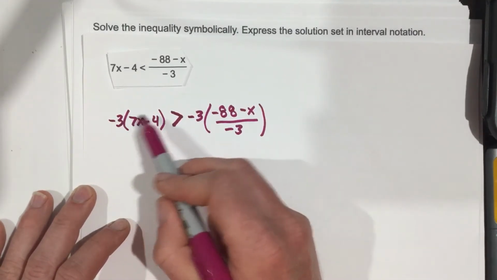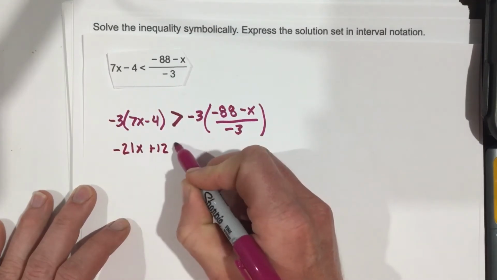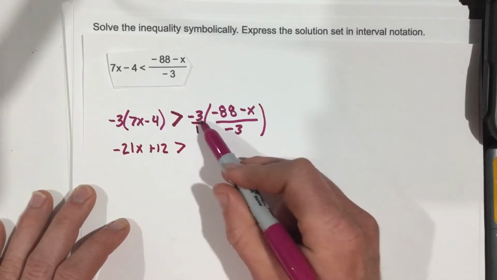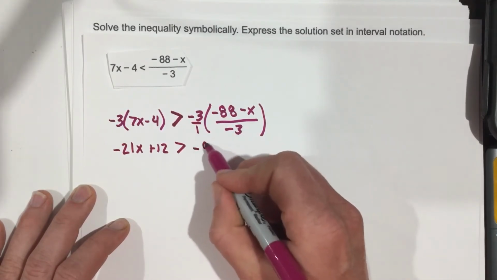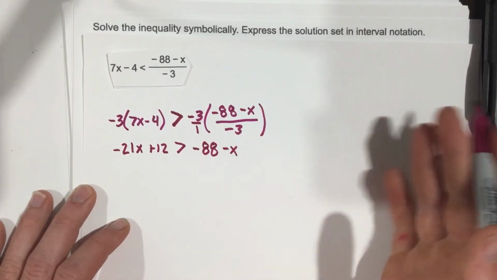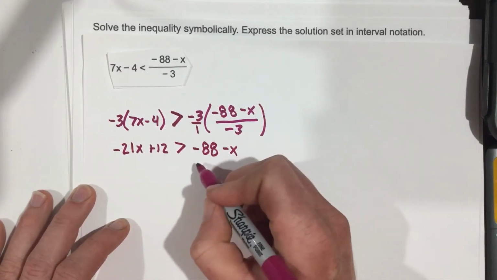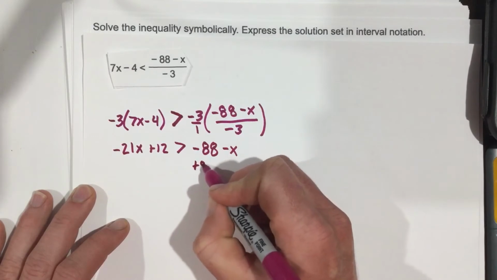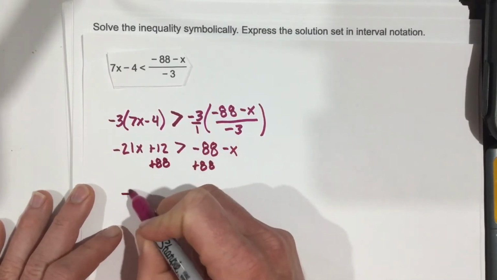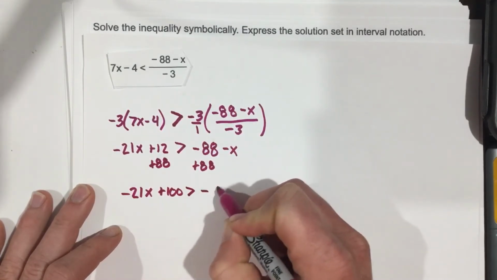After this, let's just distribute. So that's -21x plus 12 greater than the -3, because it's -3 over 1. The -3's actually cancel, and I'm left with -88 minus x, right? -3 over -3 is 1, so multiplying by 1 doesn't do anything. Let's combine some like terms. So we're going to add 88 over. And we get -21x plus 100 greater than -x.